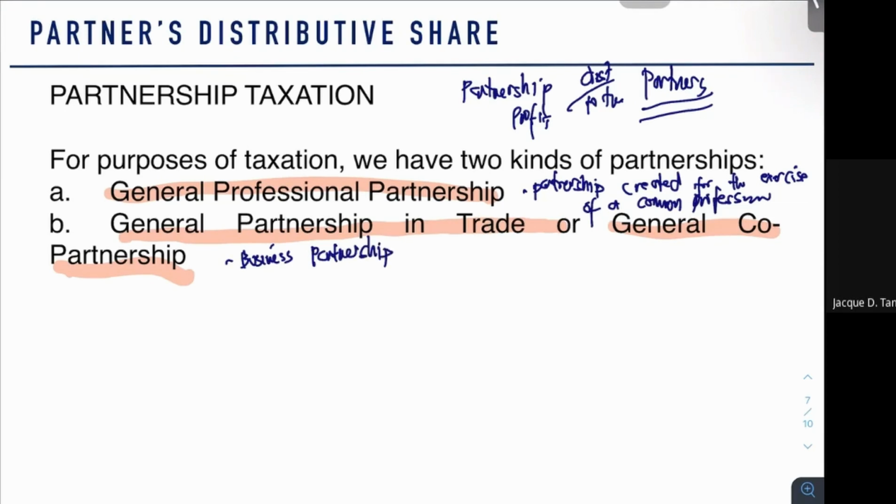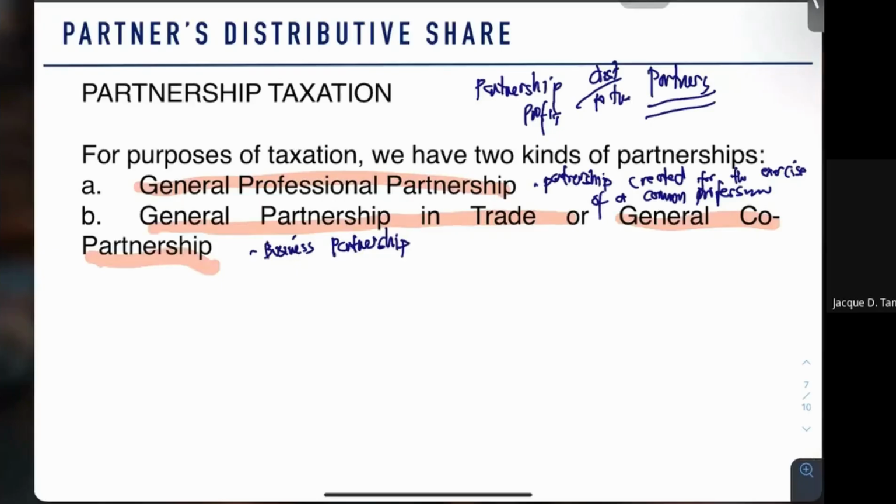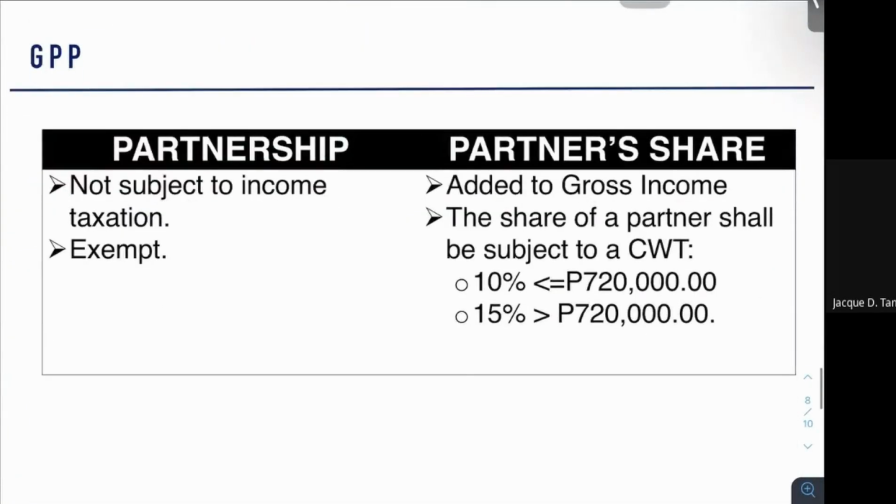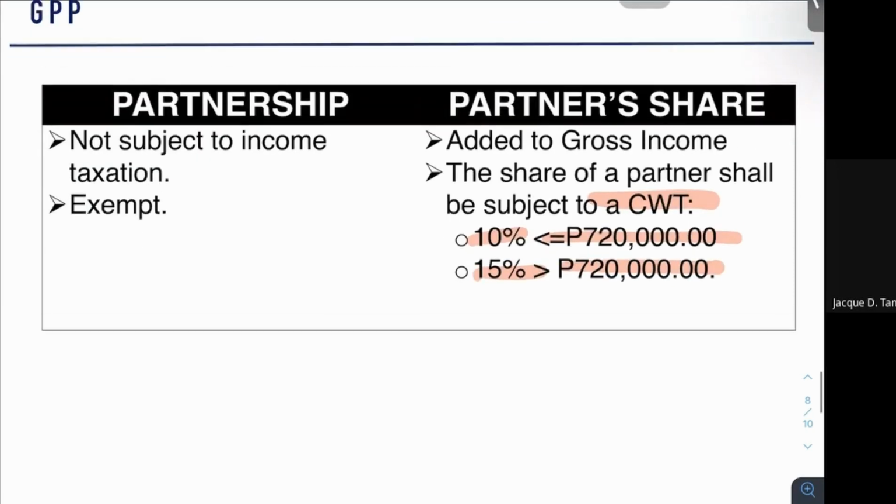So the taxation of your distributive share differs depending whether it is a general professional partnership or a business partnership. Let's look at the taxation if it is a general professional partnership. The partnership is not subject to income taxation. It is exempt. While the partner's share is added to gross income and it is subject to a creditable withholding tax: 10% if the share is less than or equal to 720,000, and 15% if the share is greater than 720,000.